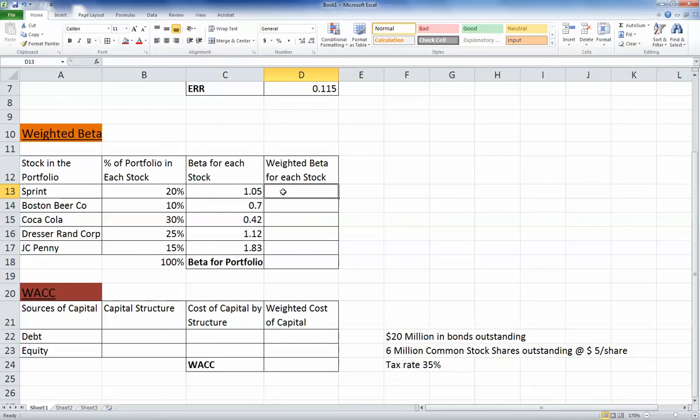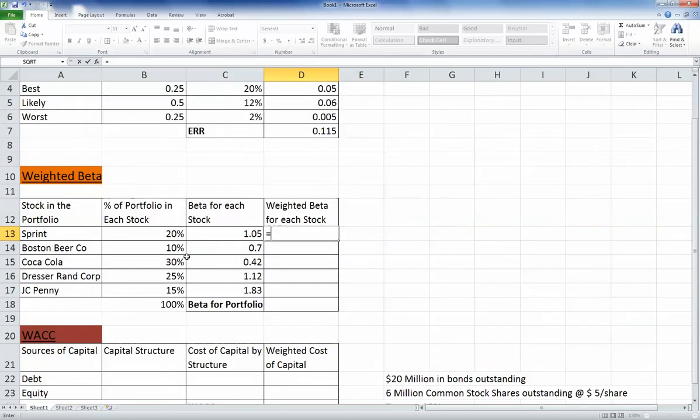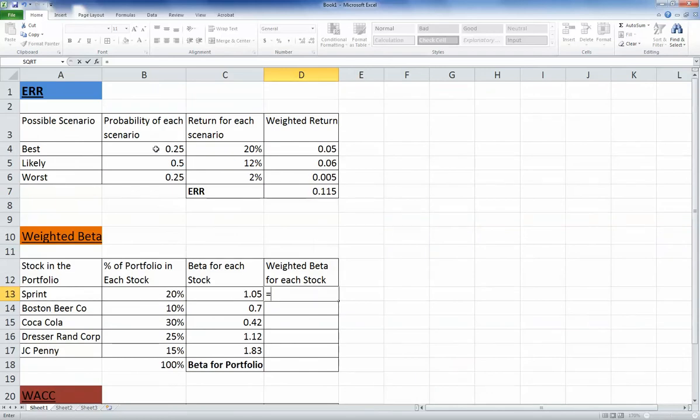And next step is we have to compute the weighted beta for each stock. So this is pretty much similar to calculating the expected rate of return. You're going to multiply this percentage here, it's 20%, times the beta for each stock. Okay. So for Sprint, you just take the 20 times 1.05 and you get 0.21.